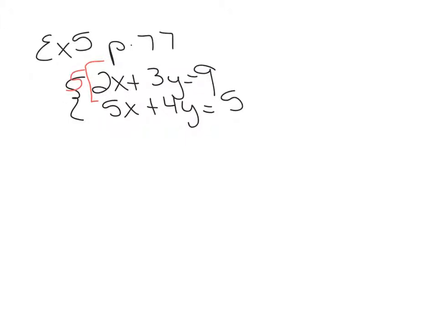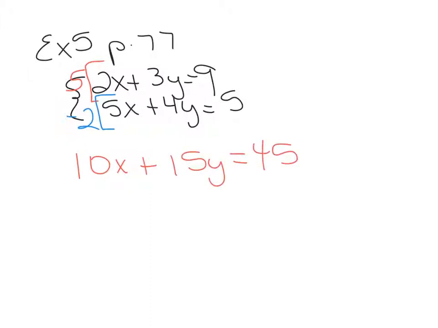That means below it, the second equation, I don't want it to be 10, I want it to be negative 10. If this one's positive 10, this one needs to be negative 10. So to turn this to a negative 10, I need to multiply by negative 2. And I'm going to distribute this 5 up here. That's going to give me 10x plus 15y equals 45. I'm going to distribute this negative 2 down here. That's going to give me negative 10x minus 8y equals negative 10.